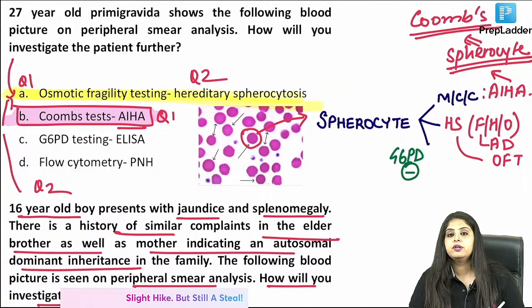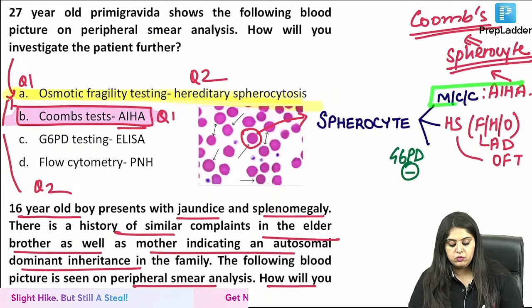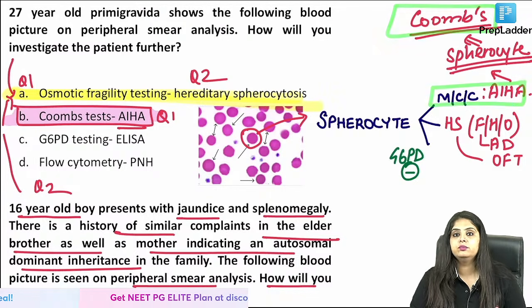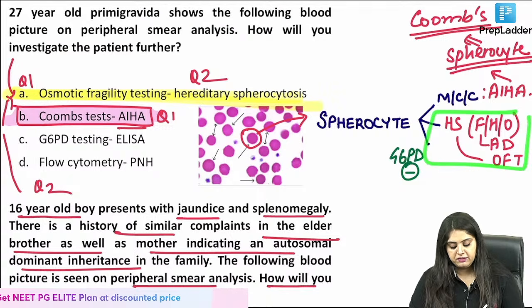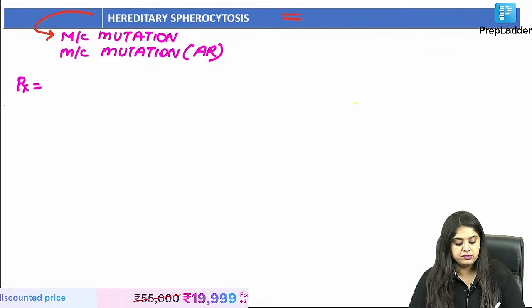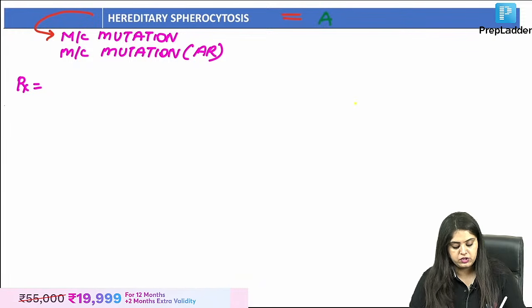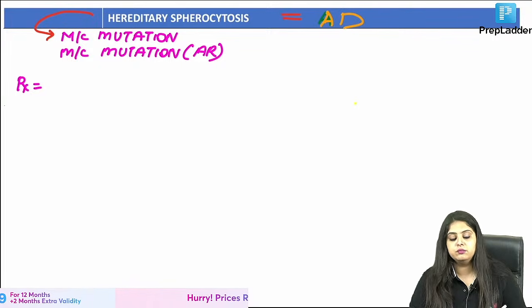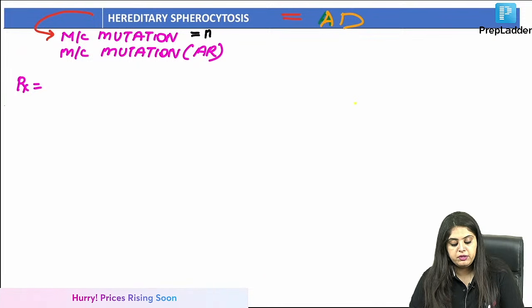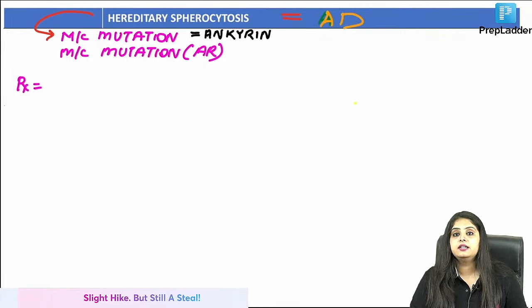I want to talk about it in a little bit of detail. In autoimmune hemolytic anemia you have done a Coombs test, but in HS you are saying family history will be there. Why? Because this is an autosomal dominant situation. What kind of mutation is most commonly seen? The most common mutation that you see in HS is what, guys? It is going to be ankyrin.